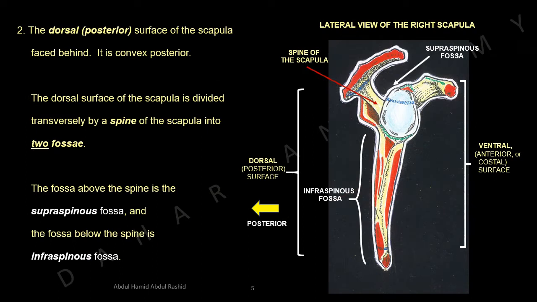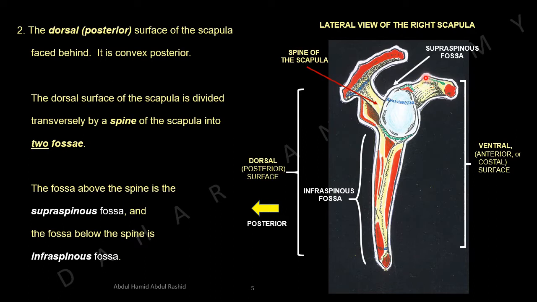Now, the second surface is the dorsal posterior surface of the scapula, which faces behind. It is convex posteriorly. Look at the diagram. This is anterior, this is posterior. So this is the posterior or dorsal surface, which is convex.